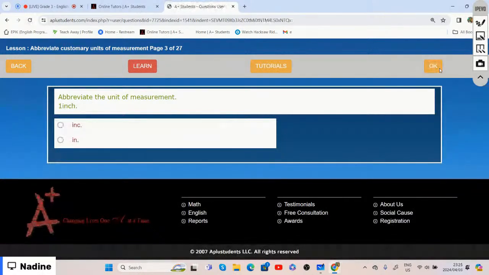No, guys, it's fine. Don't worry. We can remove our answers and write another one. Let's go. Abbreviate the units of measurement for inch. 1 inch. Is 1 inch INC or is 1 inch IN? So 1 inch, is it INC or is it IN for inch?